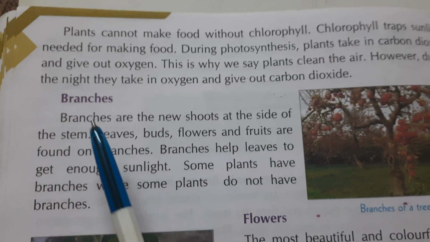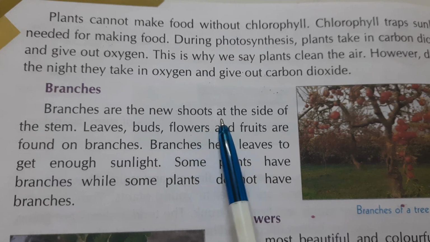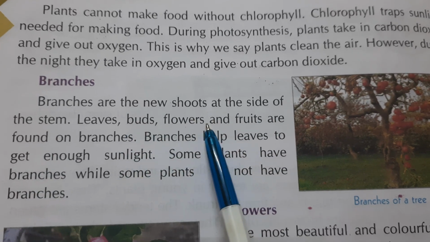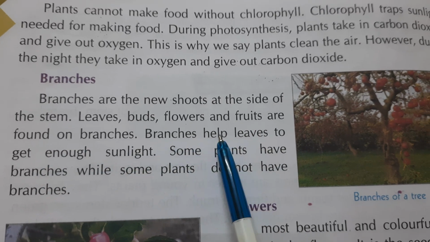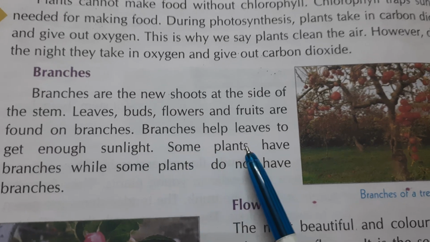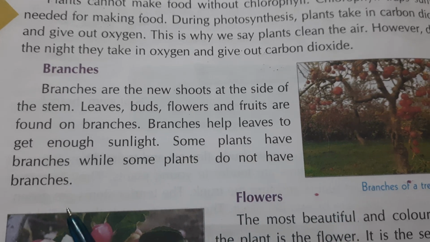Now we are going to talk about branches. Branches are the new shoots at the side of the stem. Leaves, buds, flowers, and fruits are found on branches. Branches help leaves to get enough sunlight. Some plants have branches while some plants do not have branches.